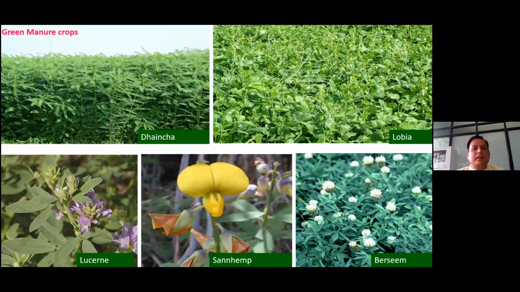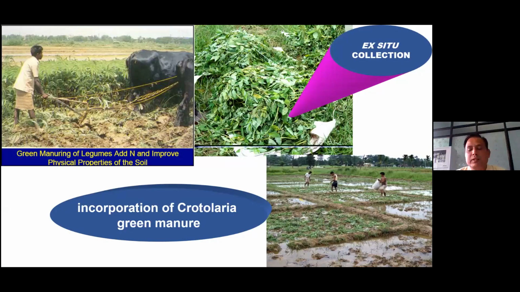Here I have given the example of Crotalaria. There are two types of incorporation. In situ: we grow the crop and, at the same place, at the suitable stage, we incorporate it. Likewise, we can bring leaves or tender twigs from the nearby forest or nearby areas and incorporate them in the field. That is ex situ incorporation.